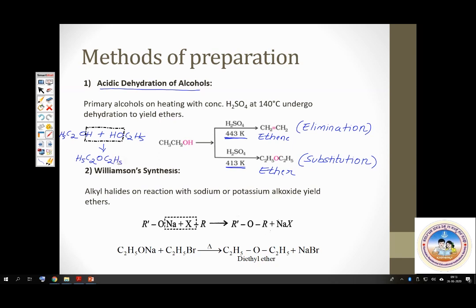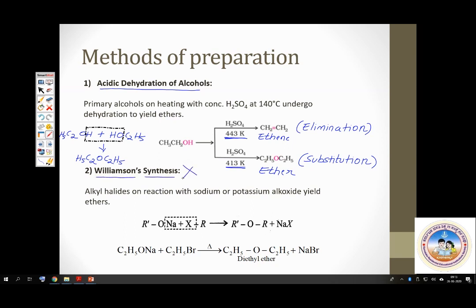What is the disadvantage? You can't prepare unsymmetrical ethers. So to prepare unsymmetrical ethers, we have one more very popular method known as Williamson's ether synthesis. Very, very important from your entrance exam point of view. Both CET and NEET, this particular method is very, very important.